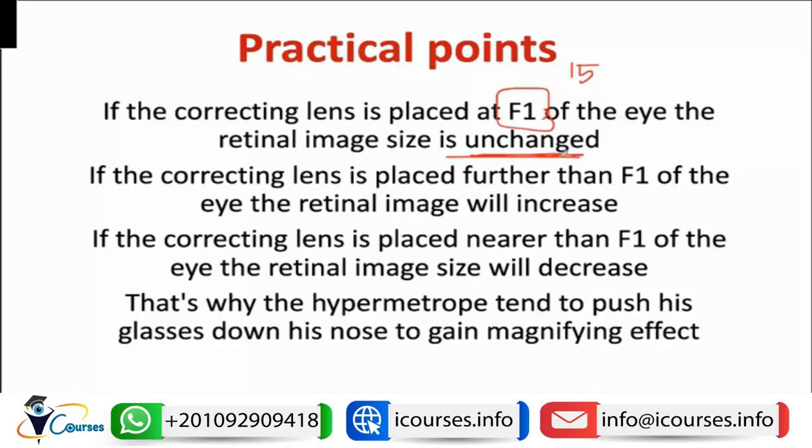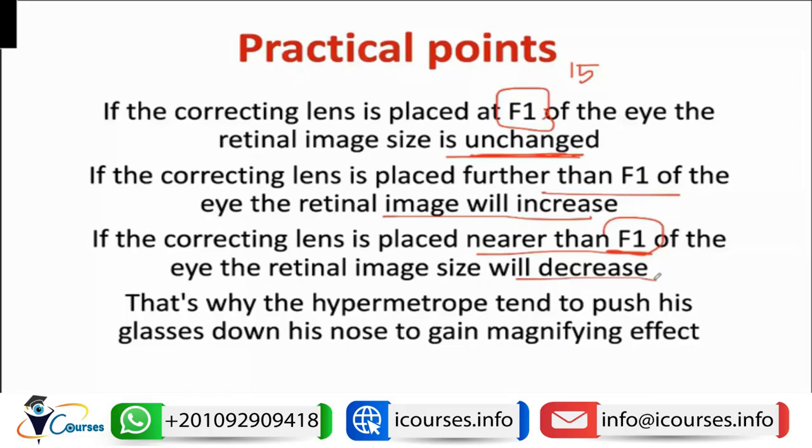But changes occur if the eye is not axially ametropic, or if the eye is corrected by a lens that is present either away from or more inside the F1. So if the correcting plus lens is present inside the F1 or further than the F1, the retinal image size will increase. This is in case of a plus lens. And if the correcting lens is present inside F1, the retinal image size will be decreased.